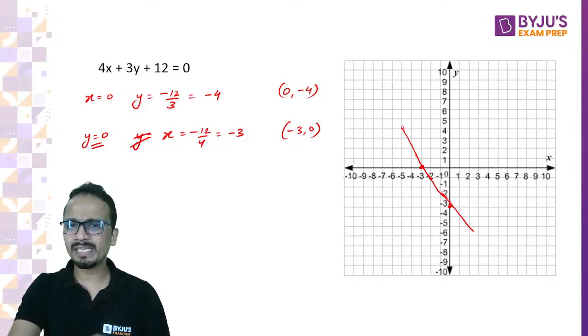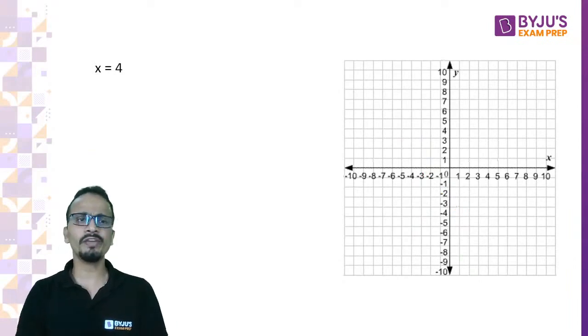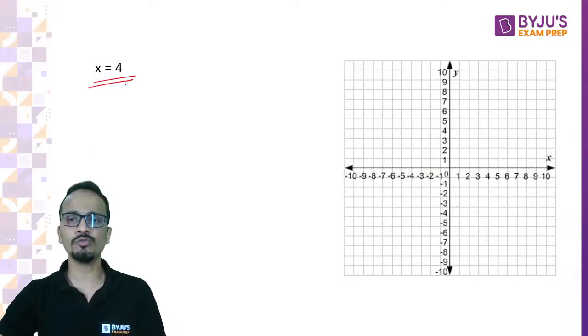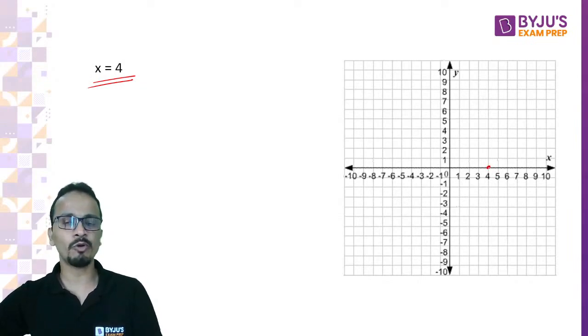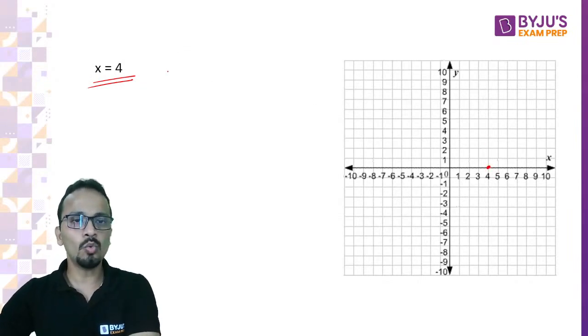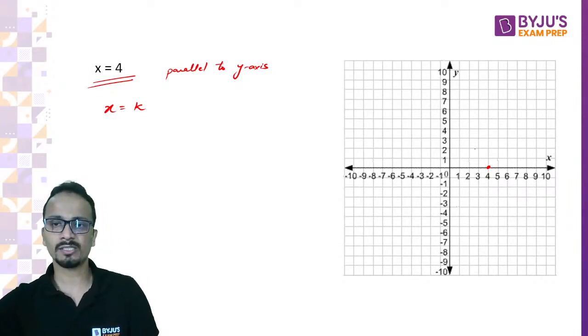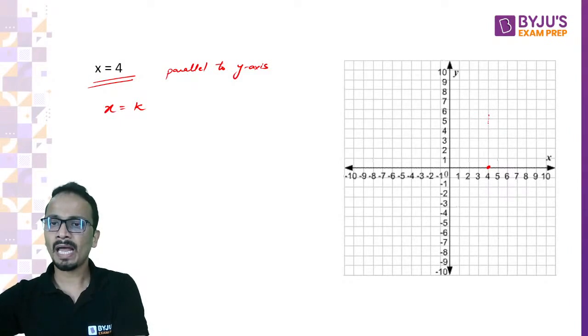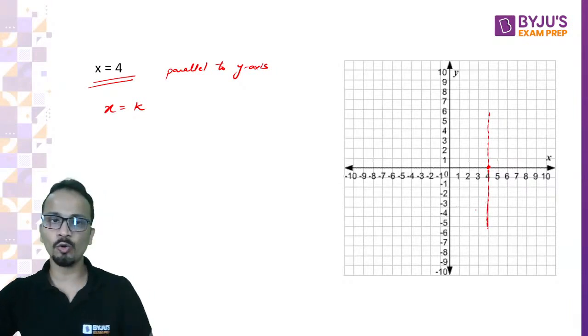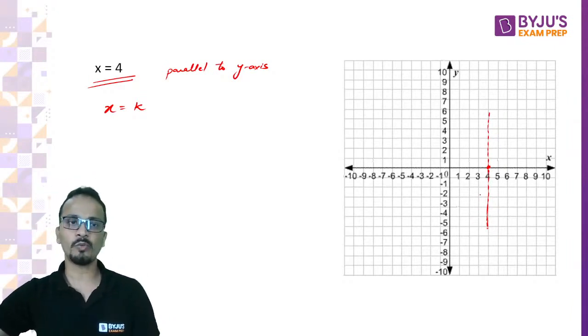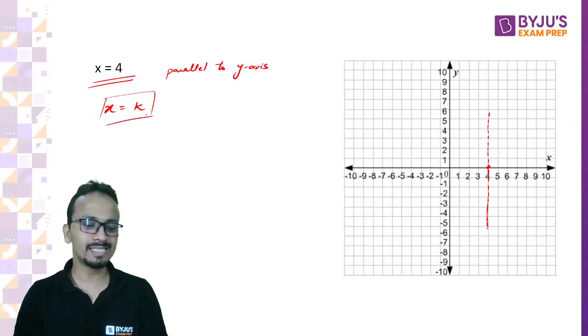Now talking about a few specific cases in linear equations. If you have an equation like x equal to 4, I'll mark this point, and this particular line will be parallel to the y axis. Any equation of the form x equal to k, where k is a constant, will be parallel to the y axis. So it will pass through x equal to 4, drawn parallel to the y axis. This will be the graph of this equation. A line which is passing through x equal to 4 and is parallel to the y axis is the general form of x equal to k.